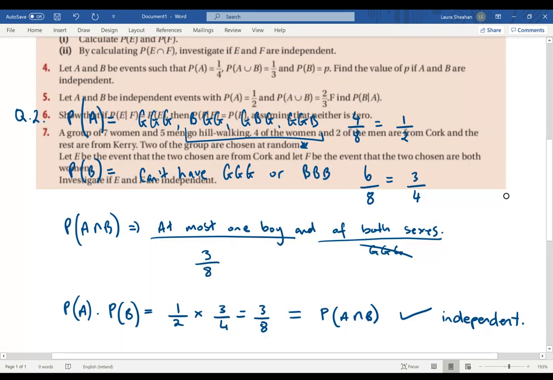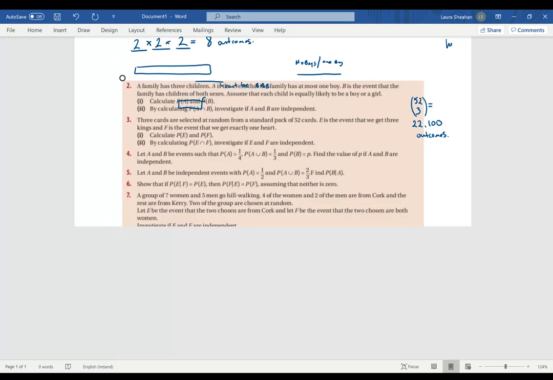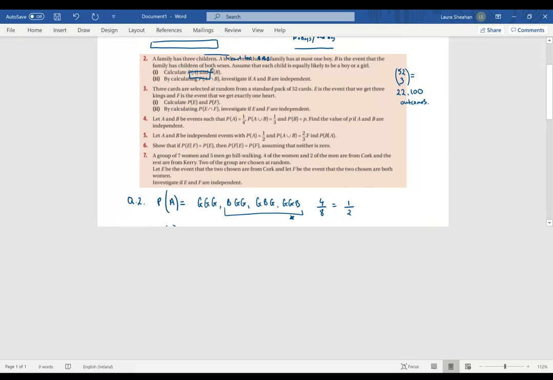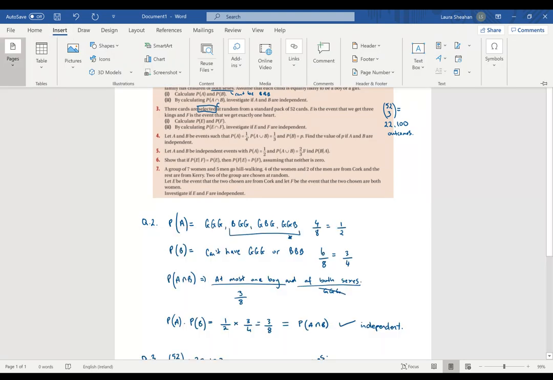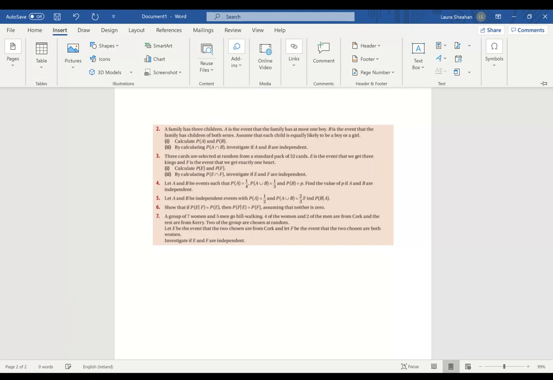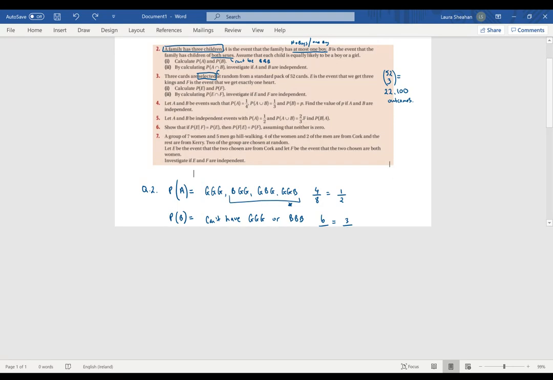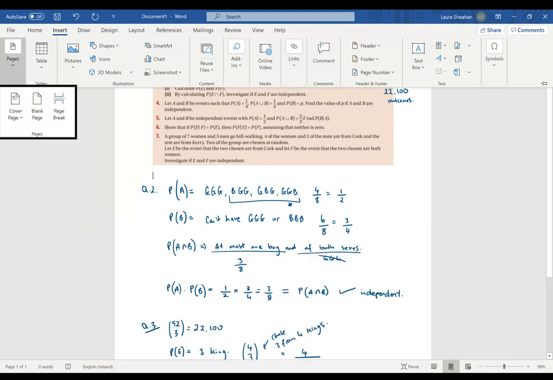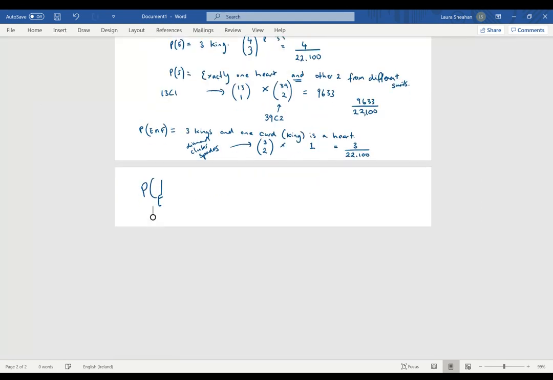All right, I just want to get another page here. Okay, so now I want to prove that the probability of E intersection F equals the probability of E times the probability of F. So I'm going to find that.